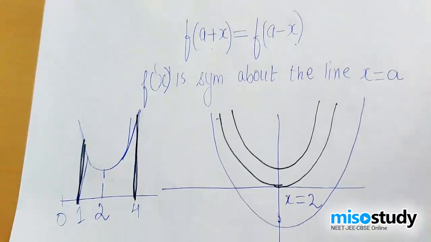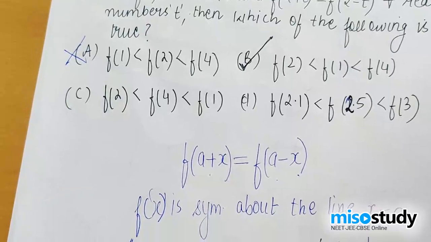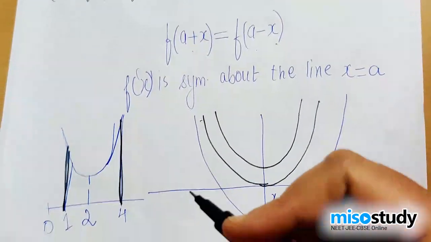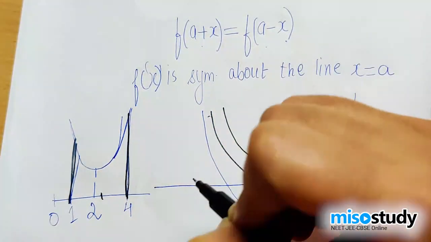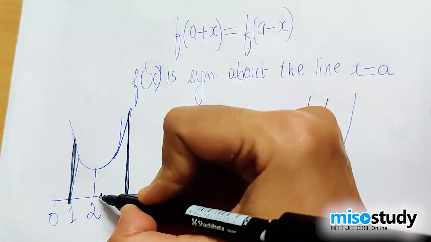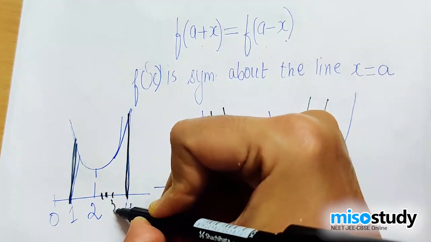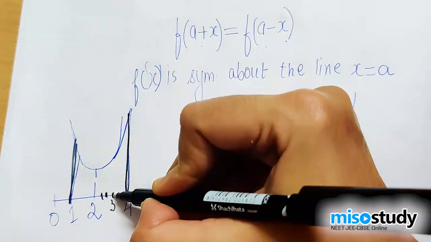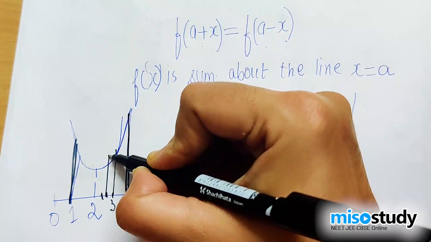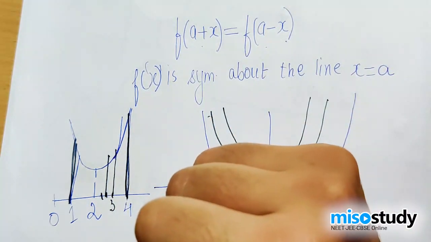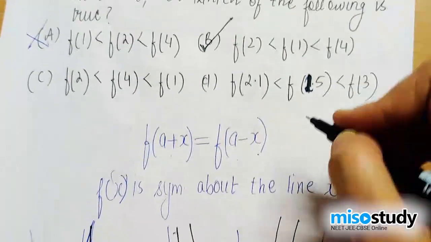Now let's just check this. f of 2.1 would be somewhere over here, and then you have f of 2.5, that is somewhere over here. Let's say this is 3. Now f of 3 is this, f of 2.5 is this, and let's make it f of 1.5. This is not 2.5, so I'm sorry, this is 1.5. This is f of 1.5.